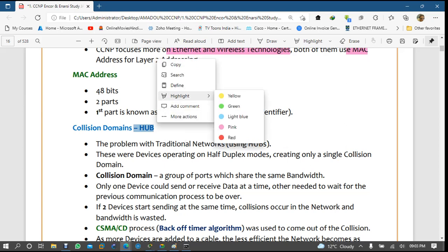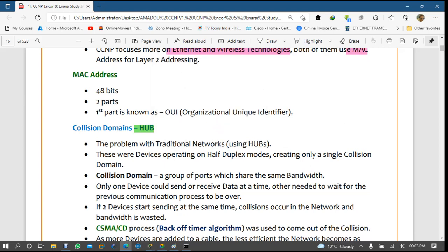Because when we are talking about all these devices, I hope that when you started learning networking, you learned what the types of networks are. So at that time, in the initial days, we had only computers, and the computers were communicating.